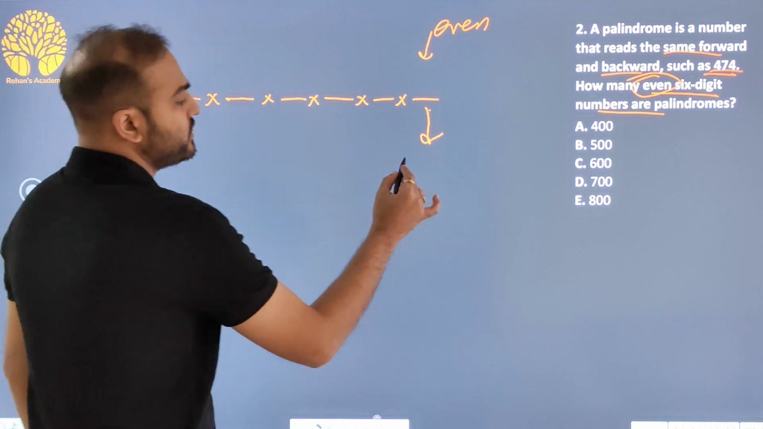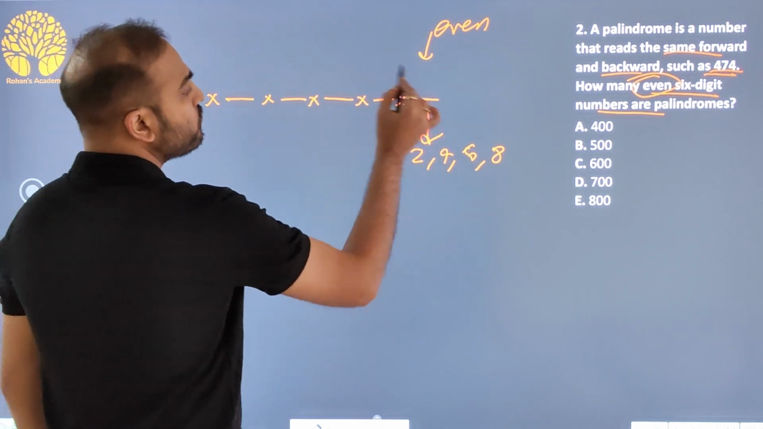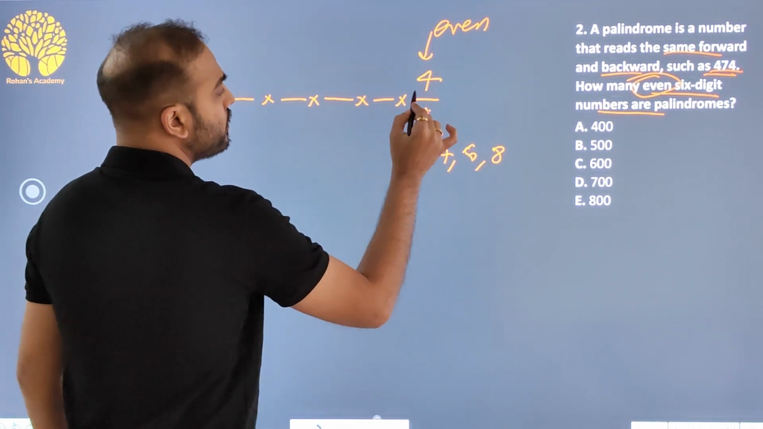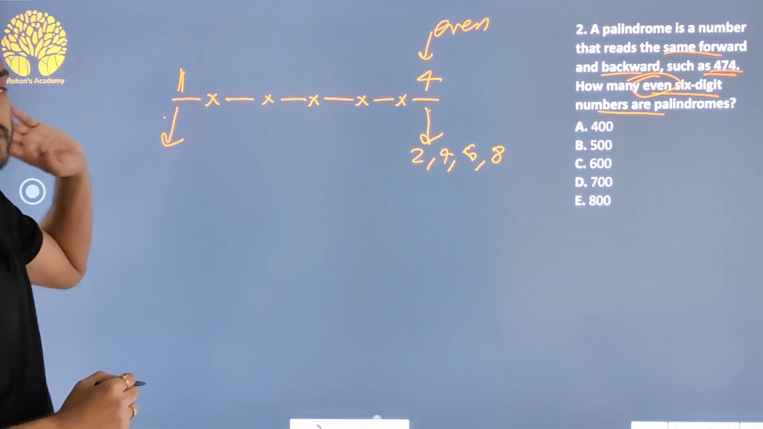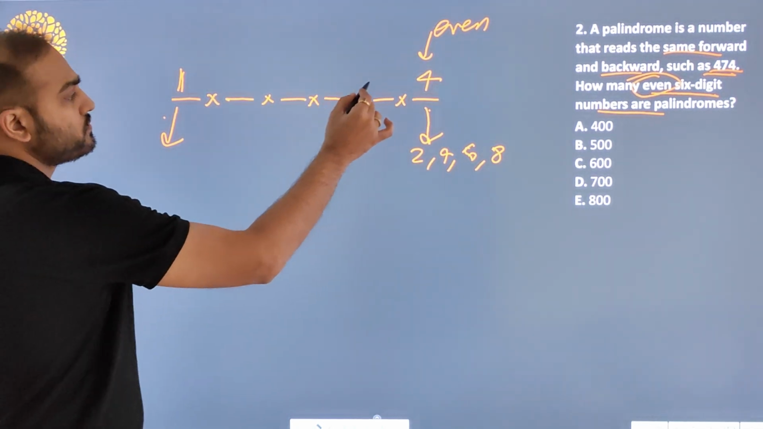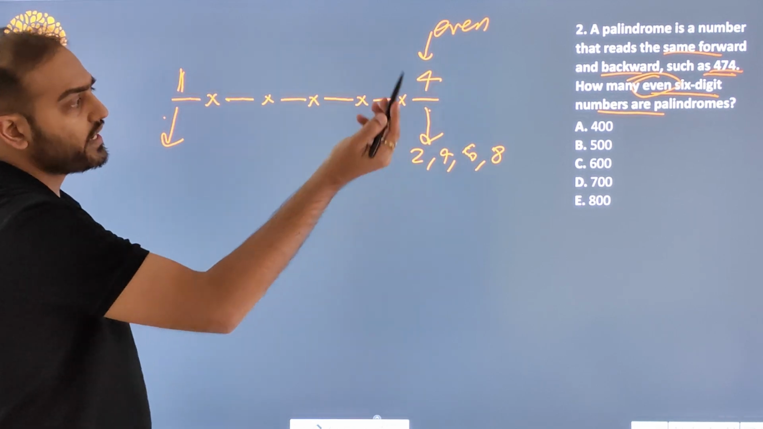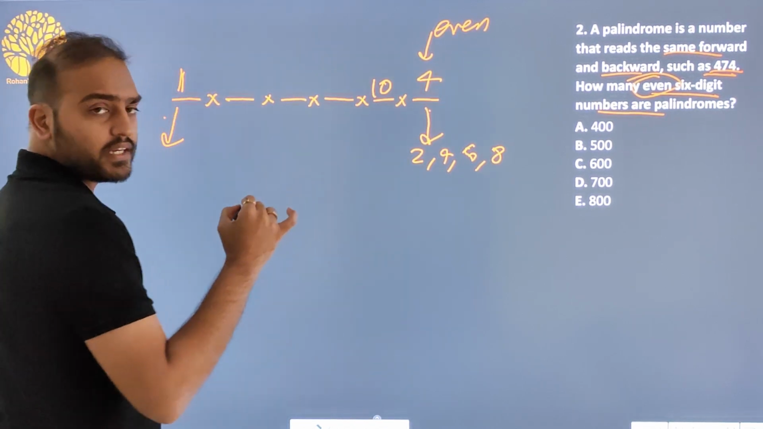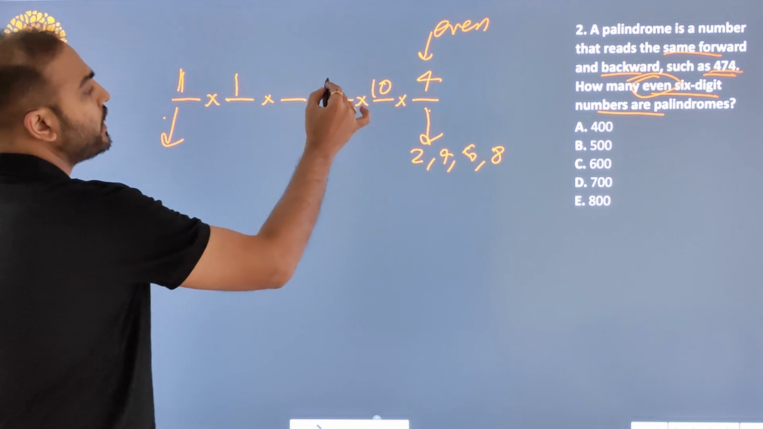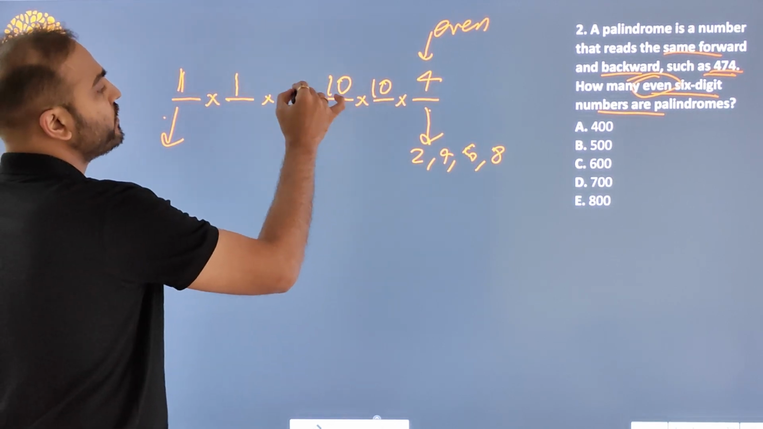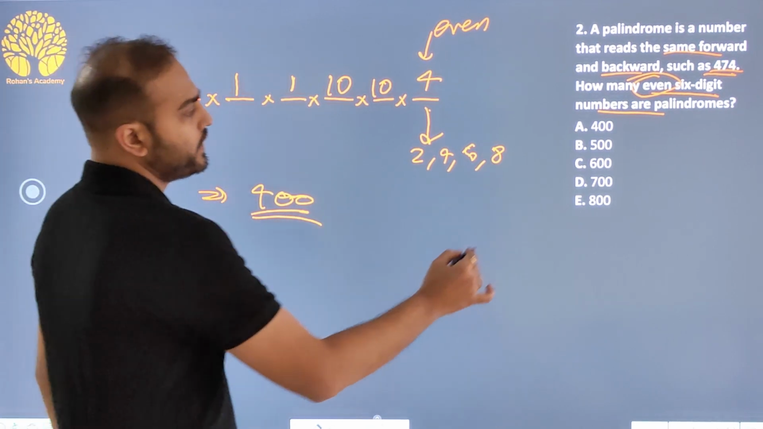Since it's a palindrome, whatever comes here, the same digit comes here. And we know you can't start with 0. So you have only 4 options: 2, 4, 6, 8. Whatever comes here, the same number repeats here. So 4 options there, which means 1 option here. Now, if I look at the tens digit, it can be any number because they don't say anything else. So any of the 10 digits can come here. Whatever comes here, same thing comes here. Similarly, hundreds digit, again 10. So total how many options? 400.